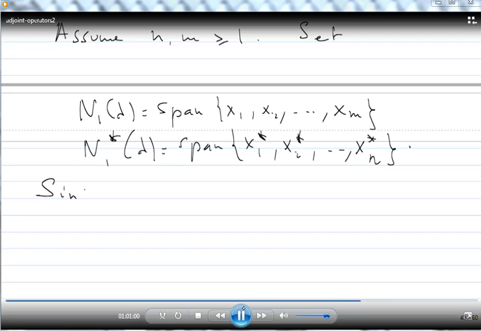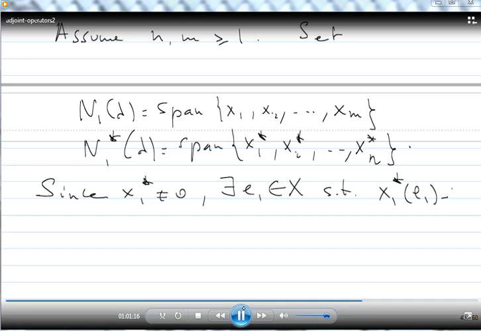Since they are bases, x1 star is not 0, so there exists e1 in X such that x1 star of e1 equals 1. Okay? So now let us build a sequence of ei's in X such that they behave like what we call a biorthogonal basis to xi star. Let me explain exactly what. We do it by induction.